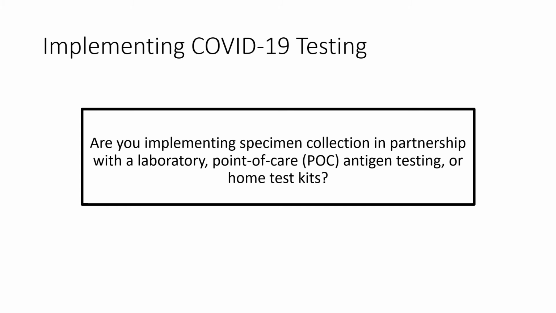Once you have identified that there is a need in your community, you will then need to determine what type of test you intend to offer. Specifically, will you offer specimen collection in partnership with a CLIA-certified high or moderate complexity laboratory, point-of-care antigen testing authorized by the Food and Drug Administration under an emergency use authorization for patient care test settings, or home test kits. I'll now walk through the key considerations to help you determine which type or types of tests make sense for your pharmacy to offer.